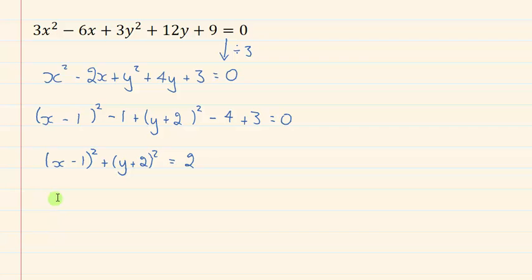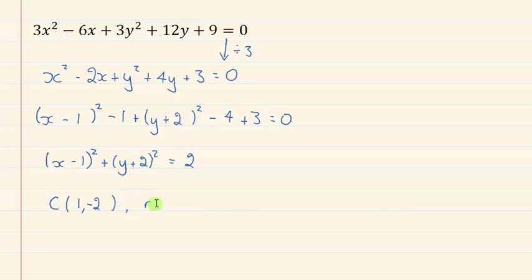So from here we can see that the centre is at 1, negative 2, because the x value is negative 1 with the sign changed to positive 1. The y value is negative 2, having changed the sign from positive 2.